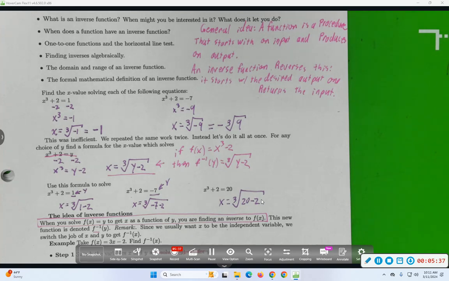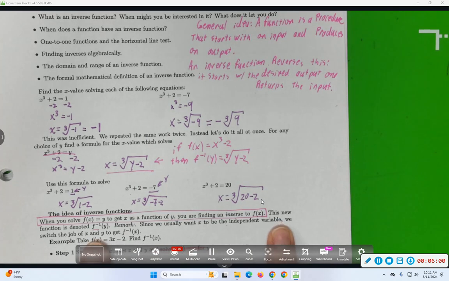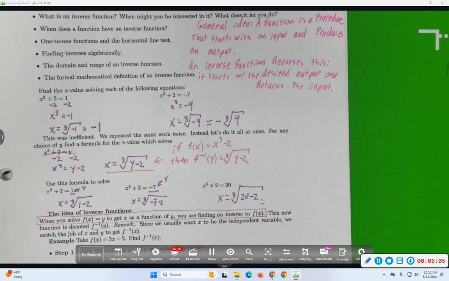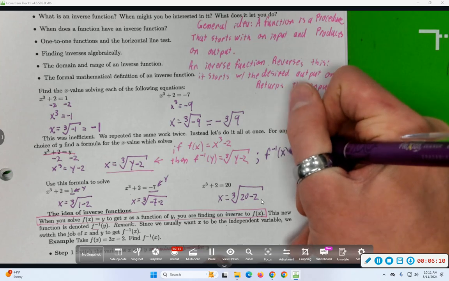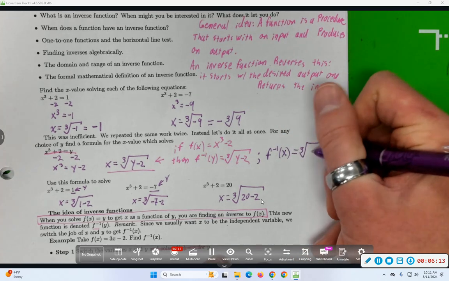And here's the thing that's non-standard. It looks like the independent variable in that function is y. There's nothing wrong with that. But usually we want the independent variable to be x, because then the horizontal axis is the x-axis. So a thing that we'll often do, we will swap the role of x and y when we want to find the inverse function. So instead of saying f inverse of y is the cube root of y minus 2, we'll say f inverse of x is the cube root of x minus 2.